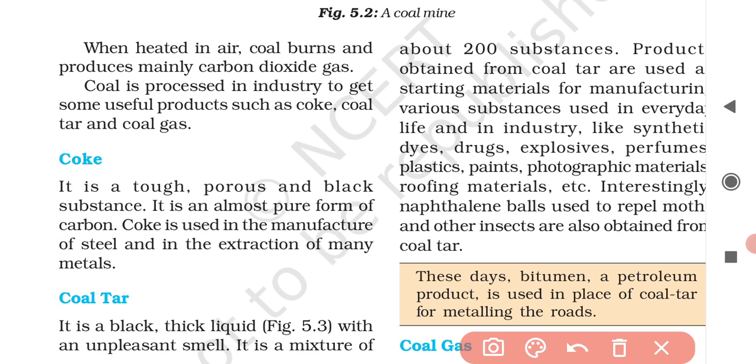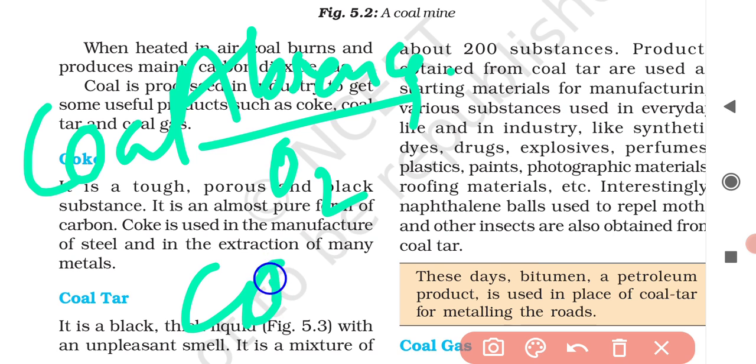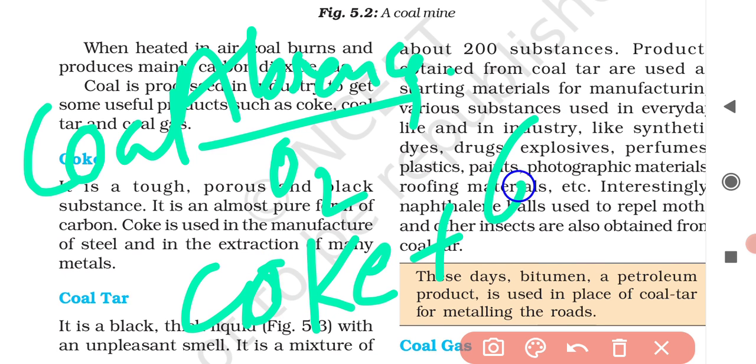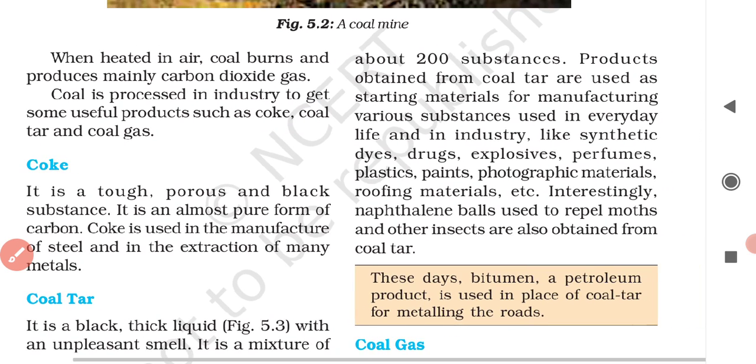But when coal is heated in absence of oxygen, or in absence of air, what are the products formed? Coke, coal tar and coal gas. Okay, three products are formed. So coal is processed in the industries so as to get useful products like coke, coal tar and coal gas. Okay, clear?